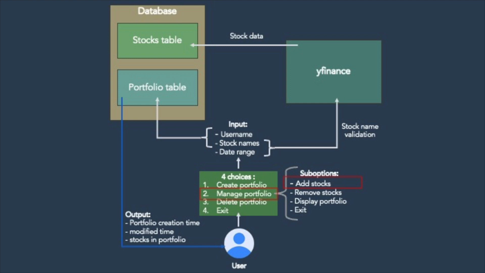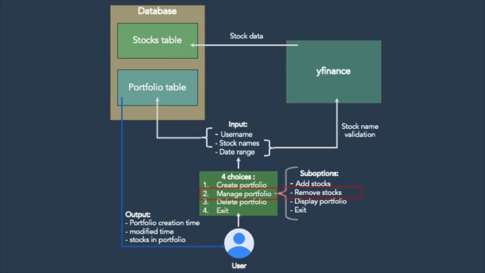For add and remove stock options, the user will be asked for stock name and date range. For add, it will add the stock name in the portfolio table and also acquire data from Y Finance and store it in the stock table. For remove, depending on what stock the user chooses, the program will delete the stock name from the stock list in the portfolio table, but it will not delete stock data from the stock table.